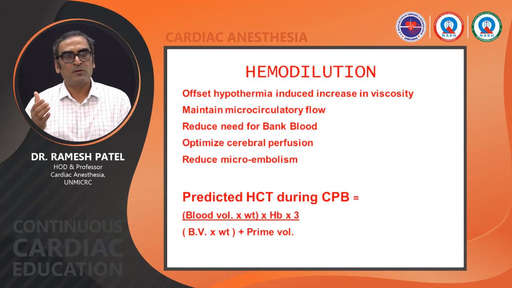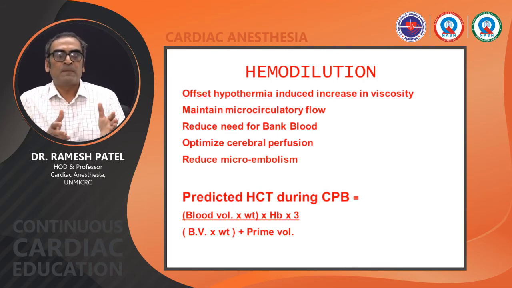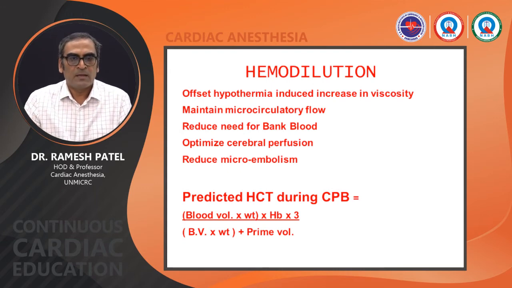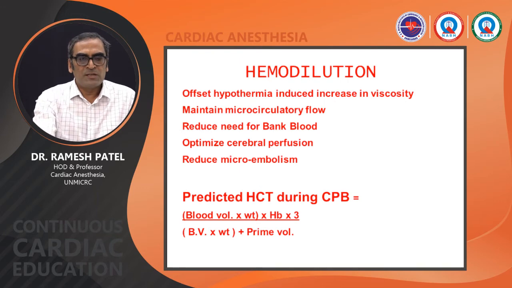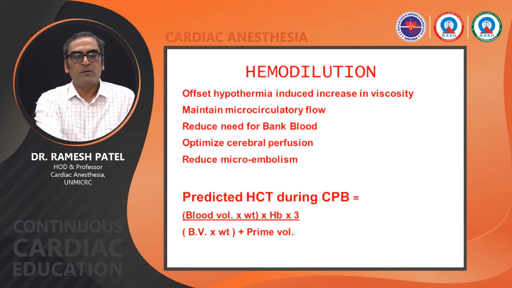bank. Because if we don't add this balanced salt solution to the priming, then we have to add the blood. So in spite of blood, we are adding this solution. So ultimately there will be a decrease in the load on the blood bank, and it optimizes cerebral perfusion as well as reduces microembolism. You can see there is an equation that we can use to predict hematocrit during CPB. How much will be the hematocrit of the patient on CPB? We can calculate it with the help of this formula.